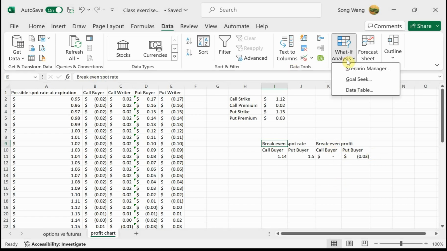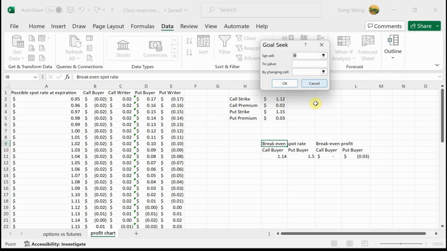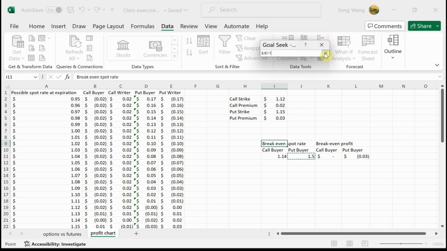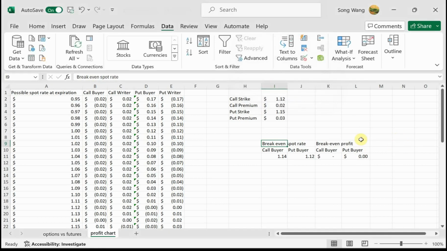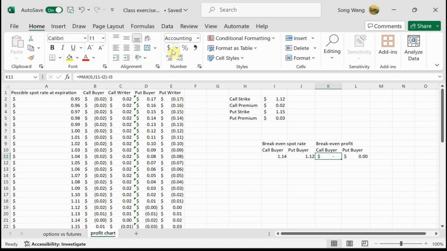I will perform the same thing here. It's called Goal Seek, and I'm going to set the put option buyer's profit to 0 by changing the spot rate. That's for the put buyer. You can see the machine did some work. When the spot rate is at 1.12, the profit for the put option buyer is 0. It's not quite exactly 0. If I increase a decimal, there could be some number, but I think this is good enough.